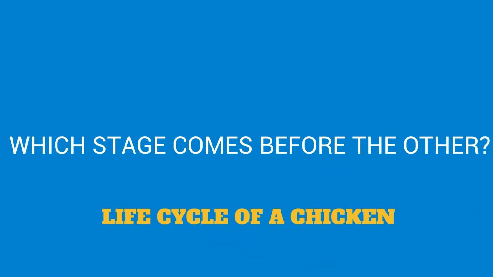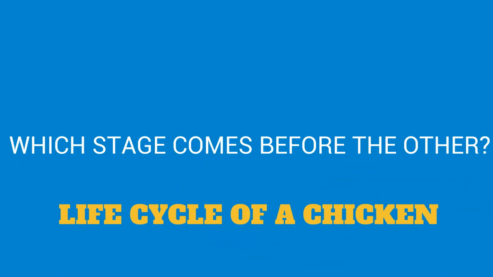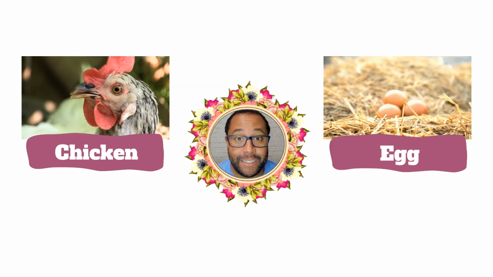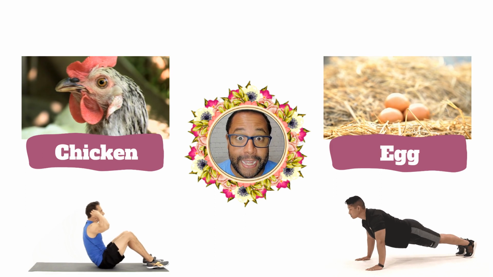Which stage comes before the other in the life cycle of a chicken? Which comes first? Is it the chicken or the egg?